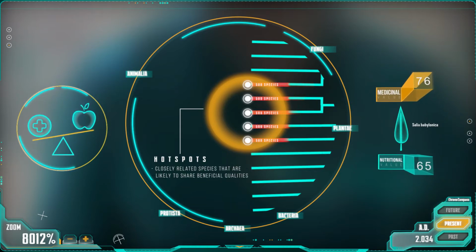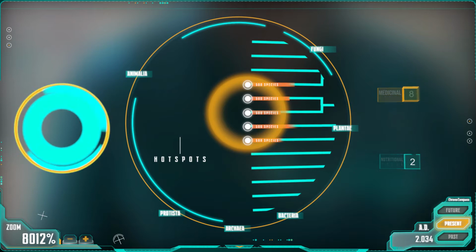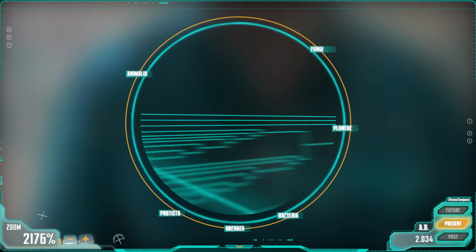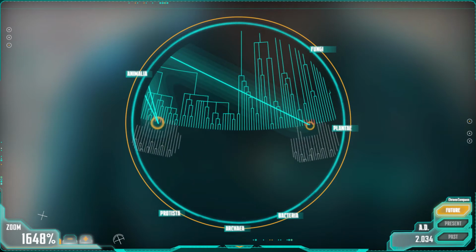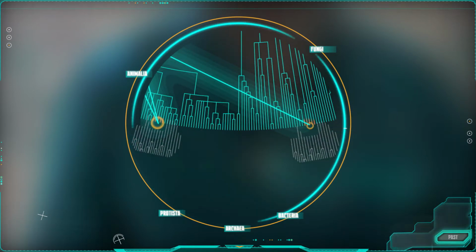If you know where to look, you can find what you need. So, in theory, we could use these hotspots to predict the next generation of medicines and benefits? Certainly. Returning to platform.